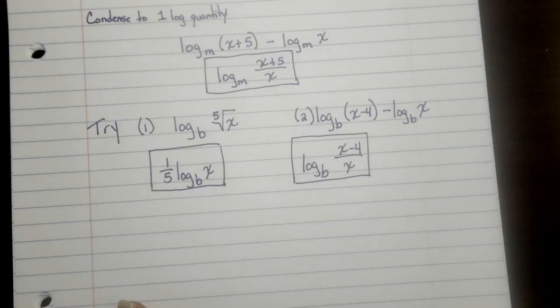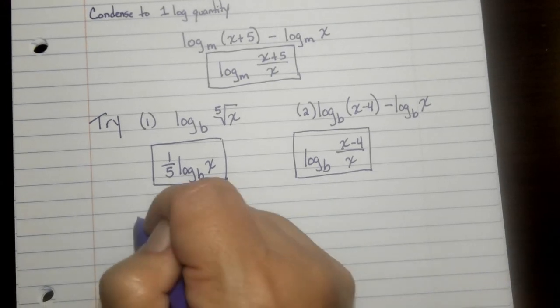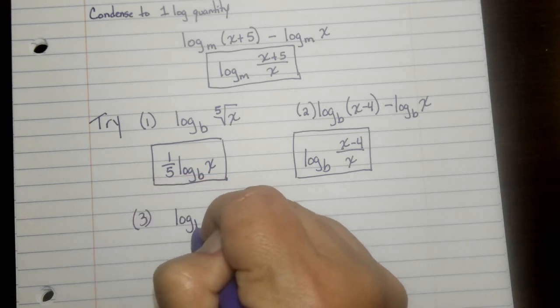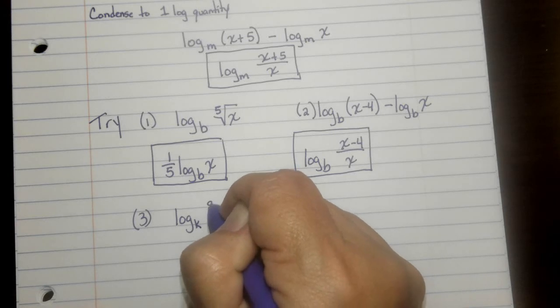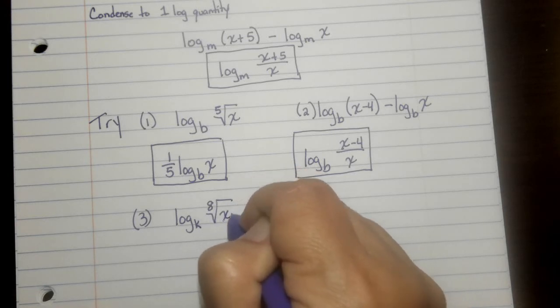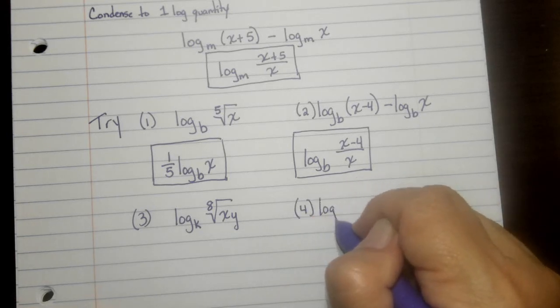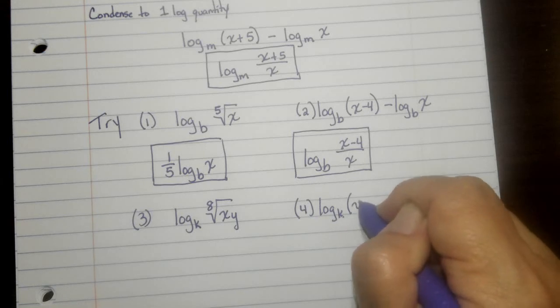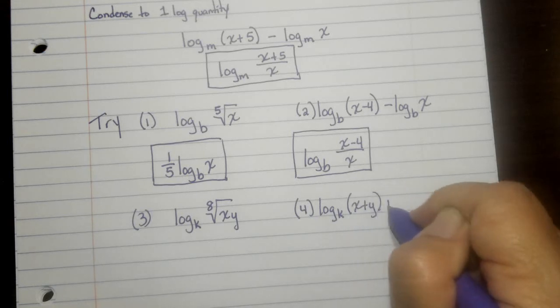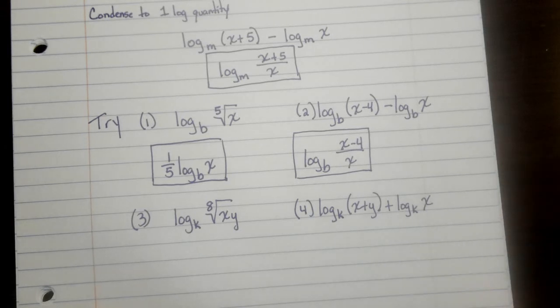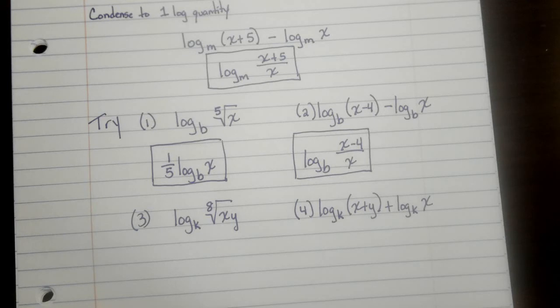Alright, so if you're watching on video, here are the correct answers for number 1 and 2. And now we're just going to try 2 more. Number 3, log base k of the 8th root of xy. And then number 4 is log base k of x plus y plus log base k of x. So if you're watching the video, pause and work.